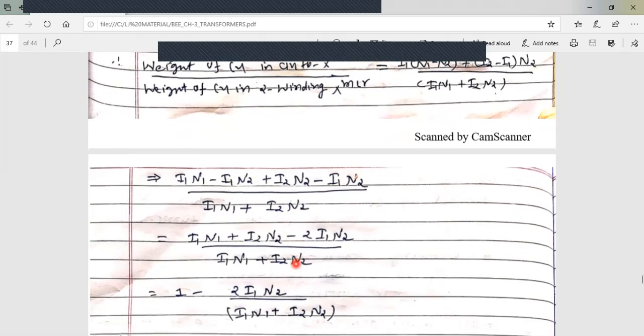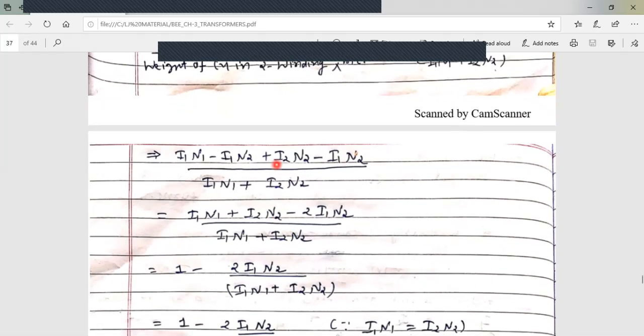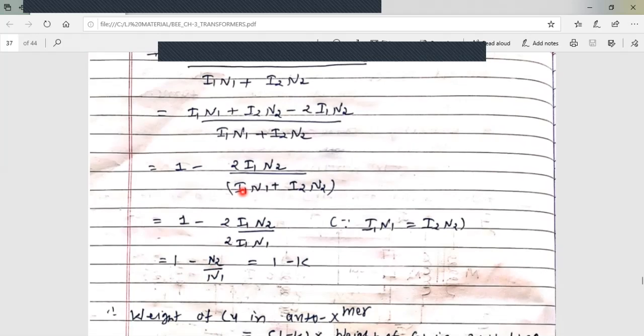Now by reducing this equation, we get minus I1 N2, minus I1 N2, minus 2 I1 N2. If we rearrange the above equation, we have 1 minus 2 N1 and I1 N2 upon I1 N1 plus I2 N2. But we know that I1 N1 equals I2 N2 according to the definition of voltage transformation ratio. So we can write I1 N1 in place of I2 N2. So 2 I1 N1 is here.